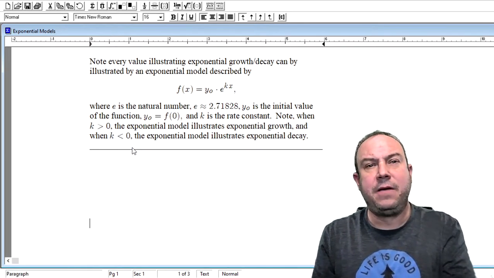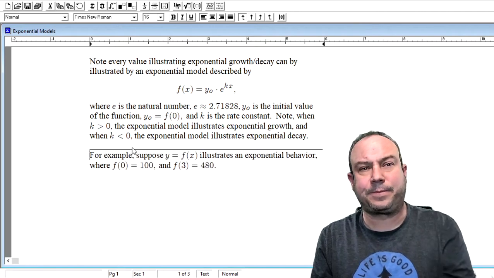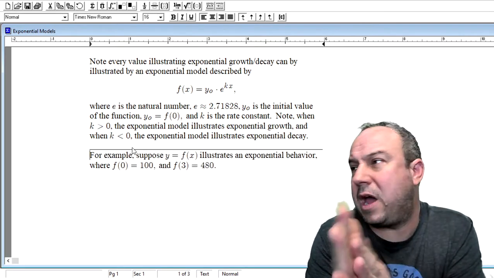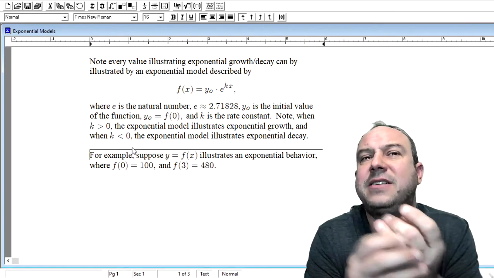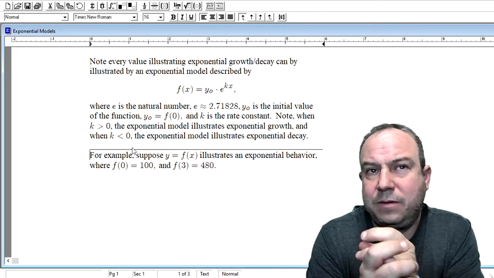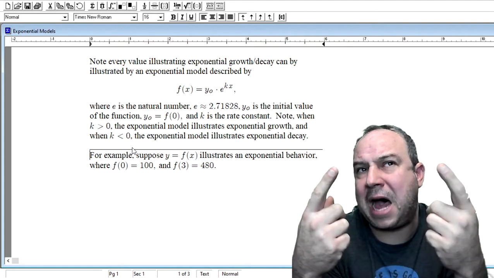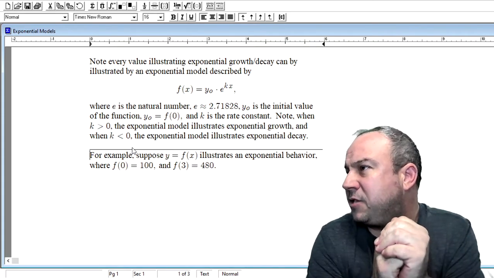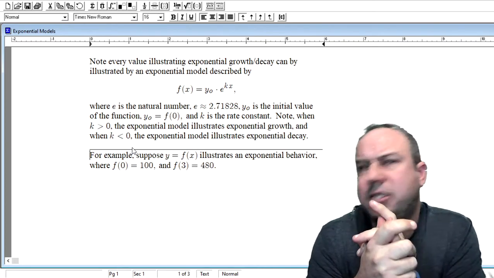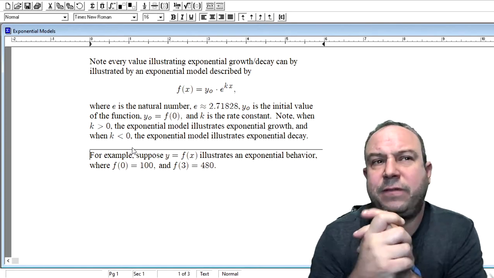All right? If we look at a specific example of this, what we're going to do here is assume to begin with that we do have this function f of x that's illustrating exponential behavior. It's going to illustrate what we think of as being able to be modeled with the exponential model seen above here, where we aren't given initially that specific model, but we are given a few pieces of useful information.